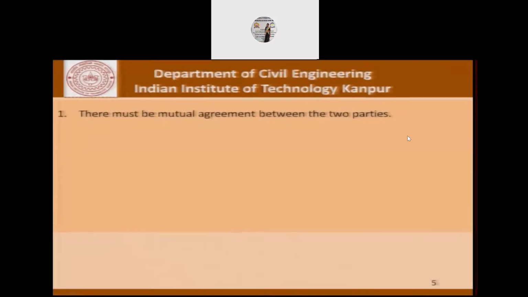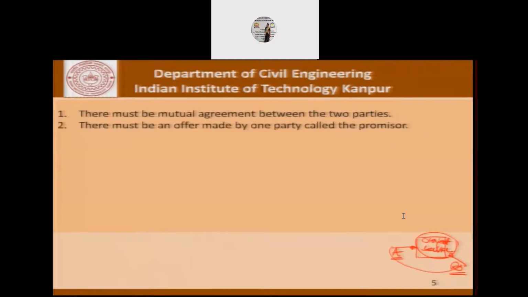First of all, there must be a mutual agreement between the two parties. So basically, there is an object or a service, or the absence thereof. What somebody is to do, or in return for that, these parties are coming together through this.